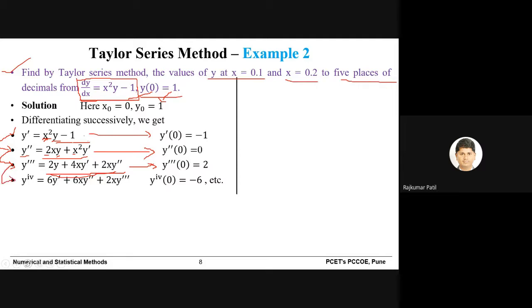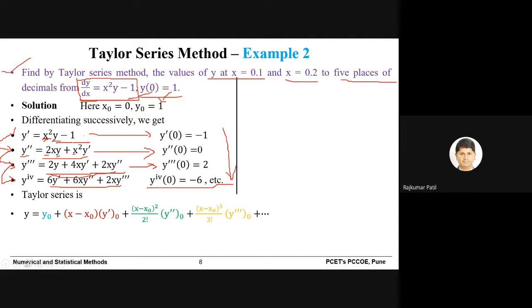And here y raised to 4, you can derive that equation and put initial conditions. You will get y raised to 4 naught as minus 6. So from this problem you understood that as you keep taking the derivatives, the equations become more and more complex, and it will take time to solve. So we can stop this particular process up to the 4th derivative, and then again you need to write the equation for the Taylor series method and put all the known values.